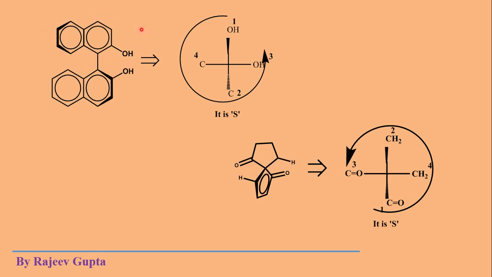Remember, this is why it is in plane: if all four rings were present in plane, then these both rings would come very close and there would be a steric repulsion between these portions, because in this benzene ring a hydrogen atom is present, here also a hydrogen atom, so they will repel each other. So this whole system cannot be present in a single molecular plane.